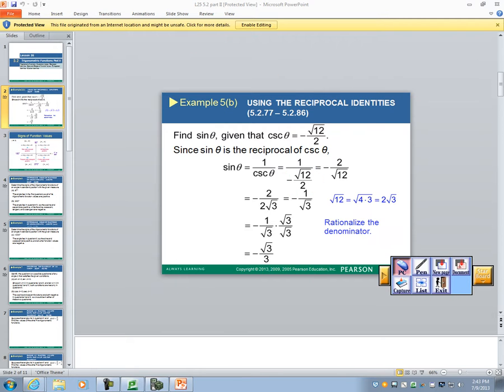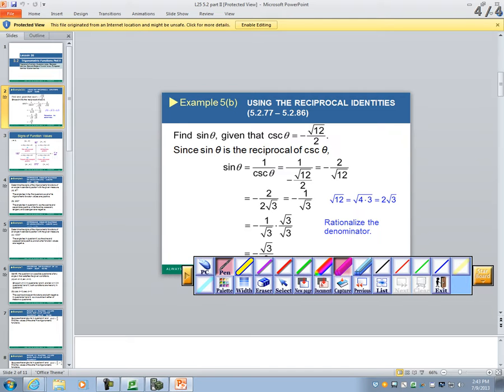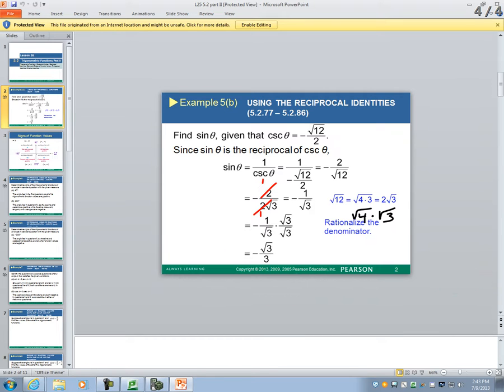Okay. Now we have to rationalize that, but we can simplify the square root of 12 because the factors of the square root of 12 is 4 times 3, right? So this would be like saying the square root of 4 times the square root of 3, right? And so that's where you get that 2 square root 3 from the square root of 12. And then from here, the 2's can cancel. And so that's where we get the negative 1 over square root 3.